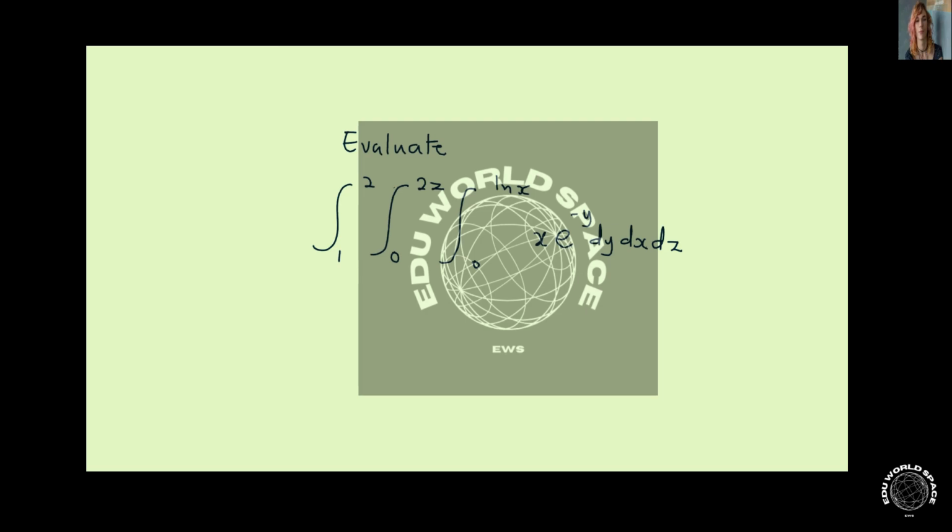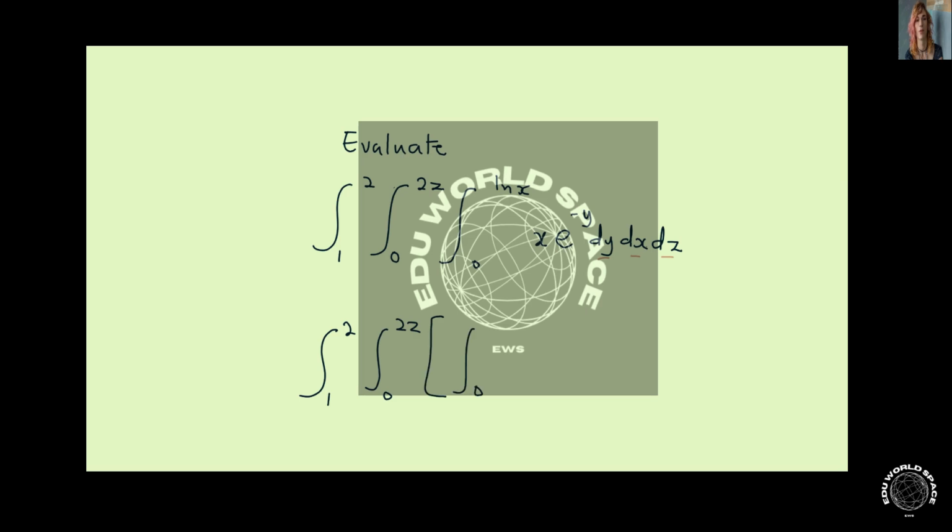In this lesson, we will evaluate the triple integral. So we'll do the integral with respect to y, then with respect to x, then with respect to z. Right, so let's have it this way. Integral from 1 to 2, then integral from 0 to 2z.